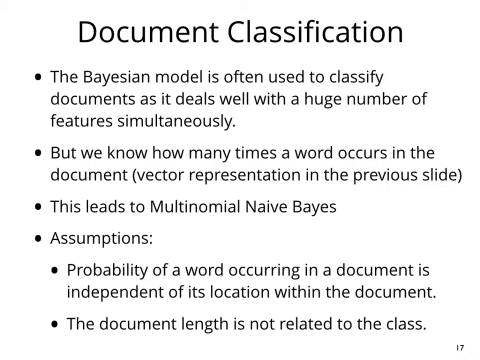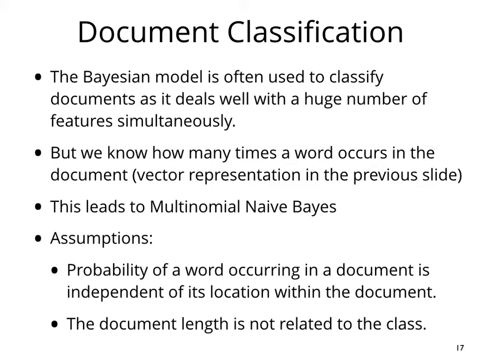We see that we have these probabilities occurring multiple times in the same document, which leads to what is called a multinomial Bayes classifier. We'll soon see what is meant by multinomial in this context, which is assuming two things. The probability of a word occurring in a document is independent of its location. So it doesn't matter whether this word appeared in the title of the document or the body of the document, or maybe in a header or footer of the document.